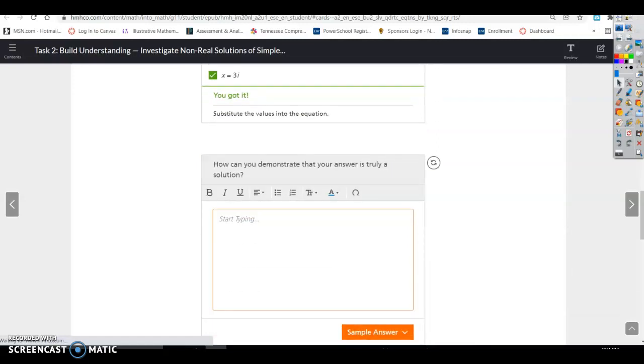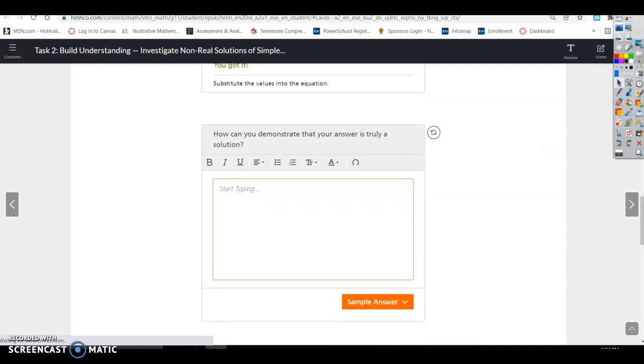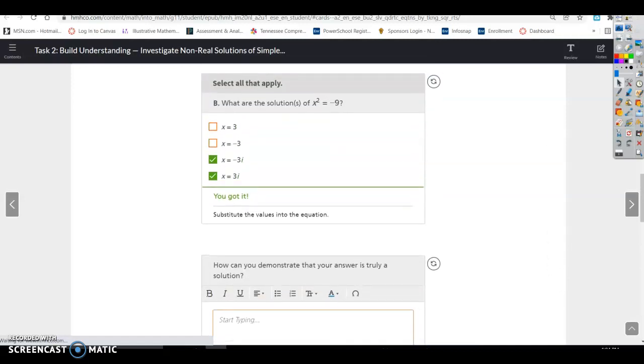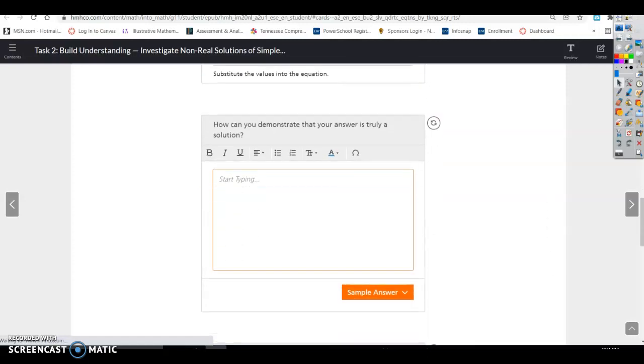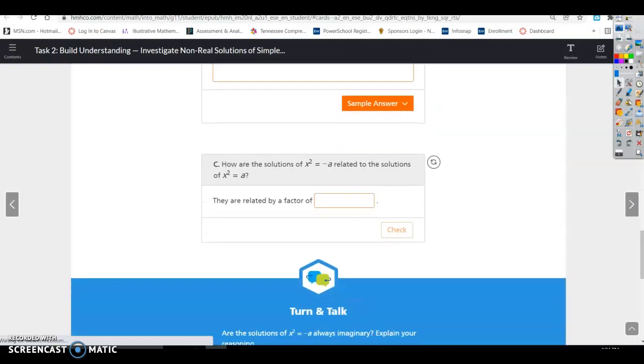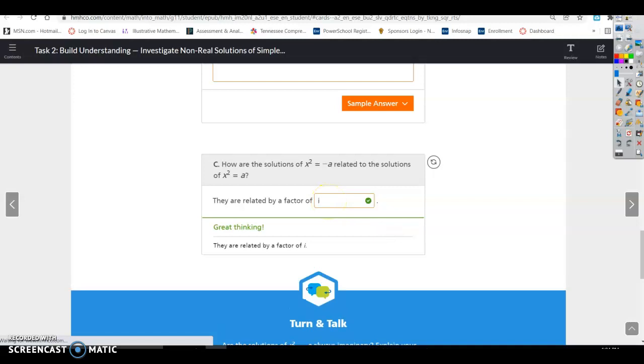How can you demonstrate that your answer is truly a solution? You can just plug it in. You substitute it into the original equation and solve it to check it. How are the solutions of x squared equals negative a related to the solutions of x squared equals a? Again, they're related by a factor of i. So the only difference between x squared equals negative a and x squared equals a would be the imaginary part. All right, that's all for task 2.